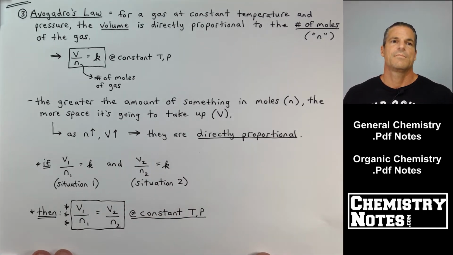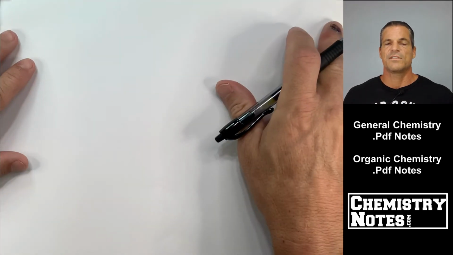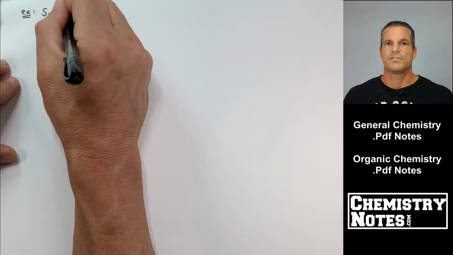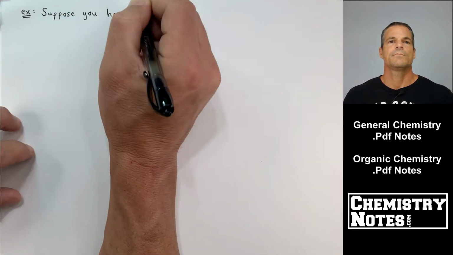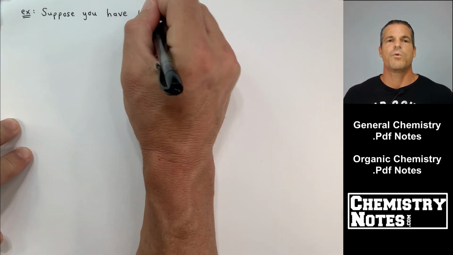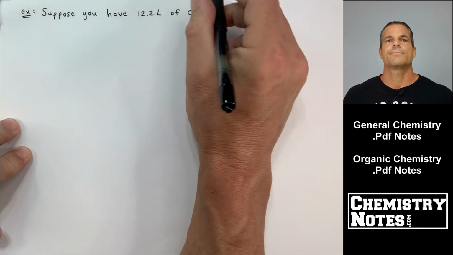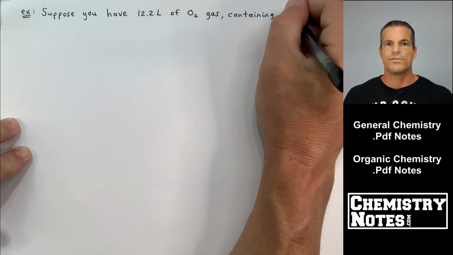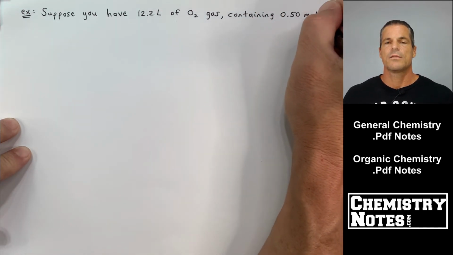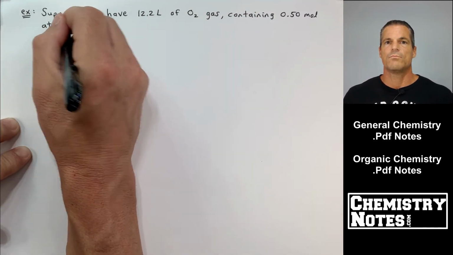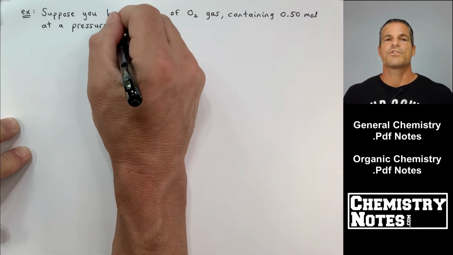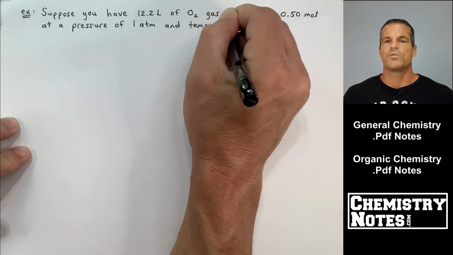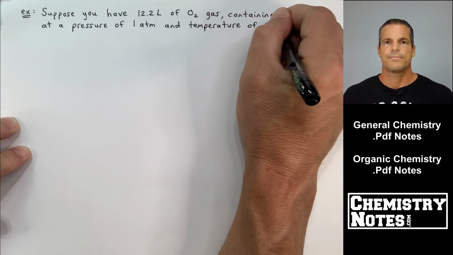All right. On the next page of our notes, after this example, we're going to summarize the 3 laws. But first, let's do an example. Suppose you have 12.2 liters of O2 gas, containing 0.50 moles at a pressure of 1 atm and a temperature of 25 degrees Celsius.